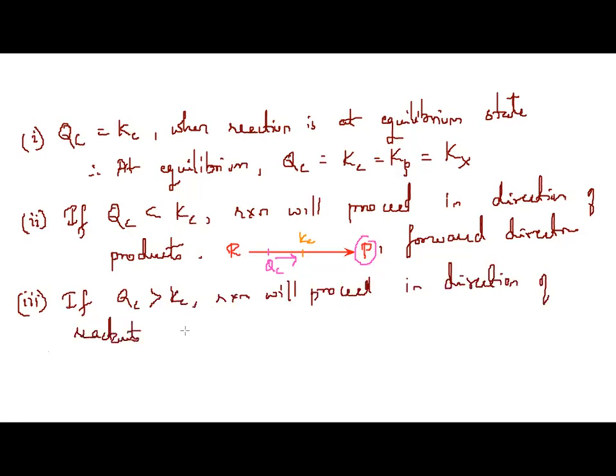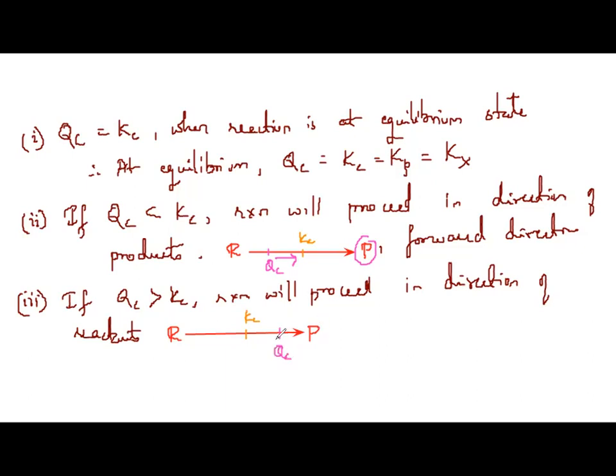So we can show here. If the reaction is here, this is reactant and this is my product. Now where is my Kc? Say somewhere here is my Kc. Other than this, all become Qc. Now here, Qc is more than Kc, so Qc is somewhere here.